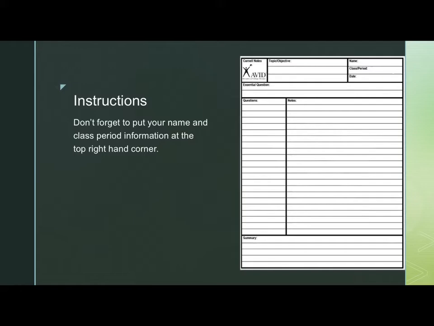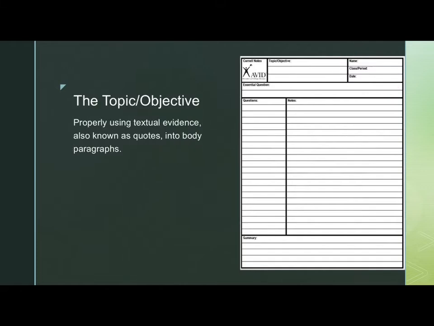Once you have that handout in front of you, don't forget to put your name and the class period information at the top right-hand corner of your paper. Also include the date. At the very top of your paper, where it says topic and objective, write, properly using textual evidence, also known as quotes, into body paragraphs.